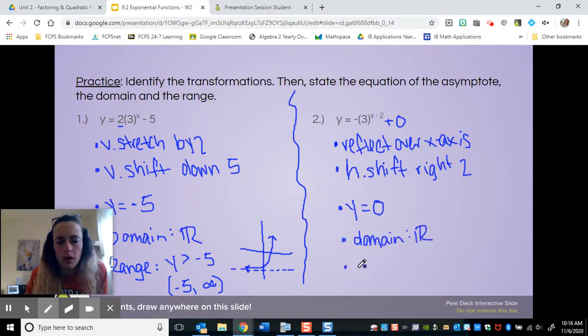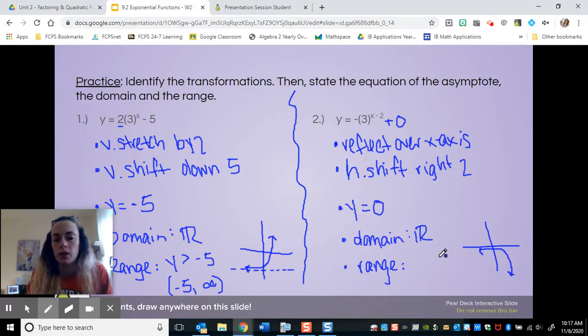And again, for my range, I'm going to go ahead and do a quick sketch of this, or you're more than welcome to graph it in your calculator. All right, so I know normally my graph would look like this because it's an exponential growth because of my base, but because again it's been reflected over the x-axis, we'll be down here now. And it's shifted to the right a little bit, which is kind of hard to sketch in, but something like this.